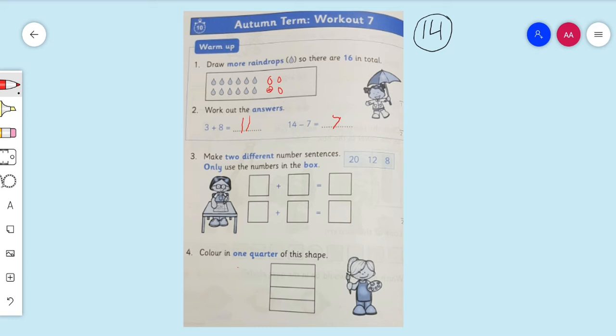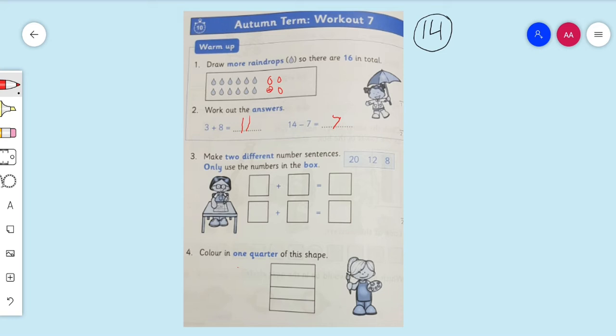Now let's do question number 3. It says make 2 different number sentences, only use the numbers in the box. So these are the numbers in the box. There's 20, 12, and 8. So first, let's try doing 20 take away. Or we can't do take away because we can only do plus, because there are only plus signs there. So we can try 12 plus 8 equals 20.